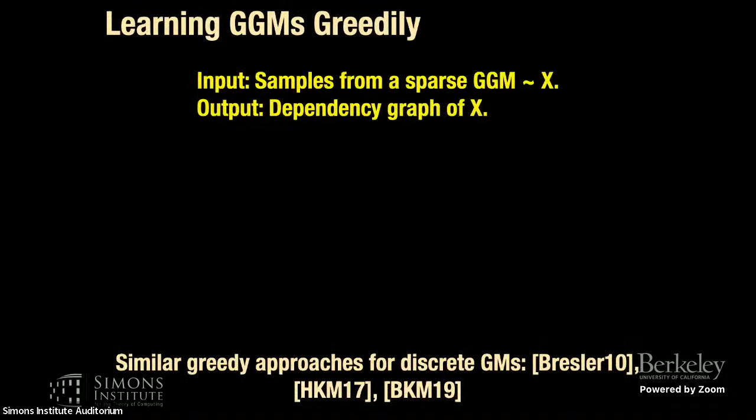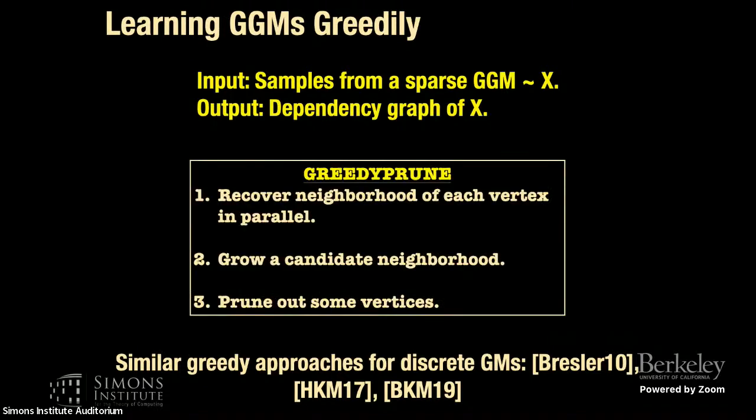All right. So let me now tell you what the algorithm is. This is very similar in spirit to the one that Ankur described, where we're going to use a greedy approach to build the graph. Just to recall, the setting is we have samples from a GGM X, and we're trying to build a dependency graph of X. The algorithm has two phases. Let's forget the entire graph. I'm just trying to figure out what the neighbors of a single vertex are. I want to identify the neighbors of vertex 1. I'll do this in parallel for all the n vertices.